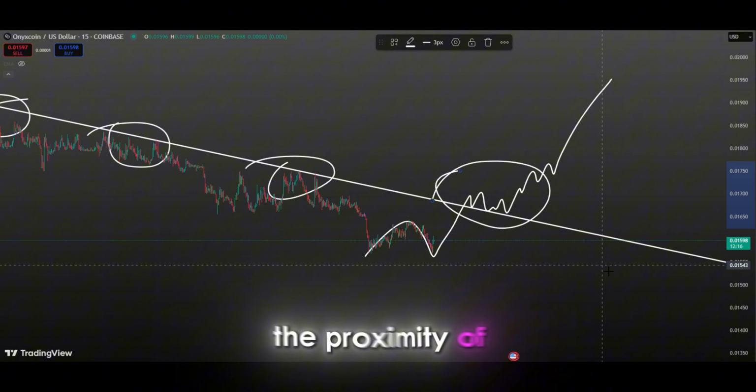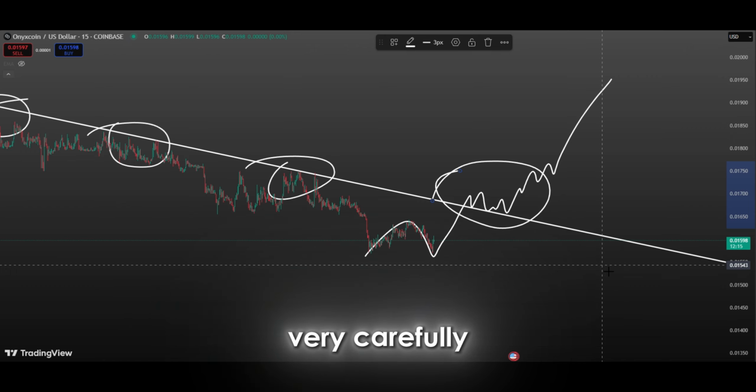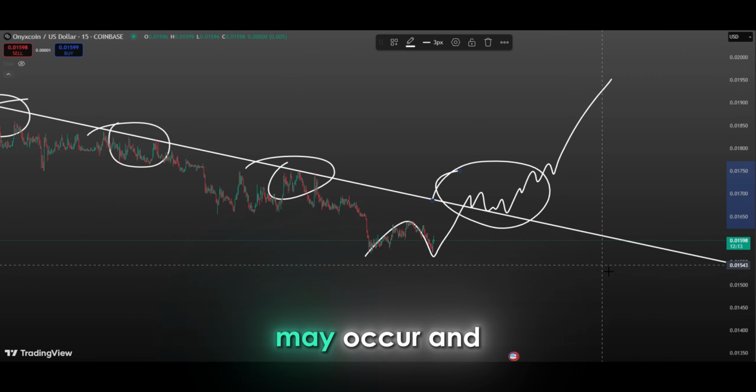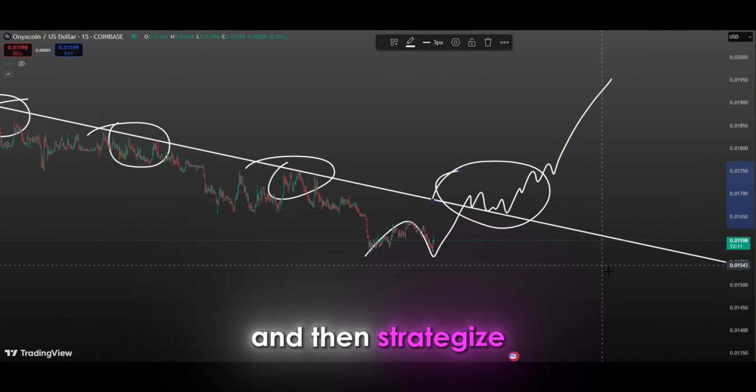For this reason, the proximity of the price to this falling trend line should be monitored very carefully, because this line could be not only a resistance, but also a threshold for a trend reversal. If this line is breached, a very important transformation in the market structure may occur, and the price may start an upward rally after this breakout. In such a scenario, investors may first target near resistance levels, and then strategize on medium-term bullish scenarios.